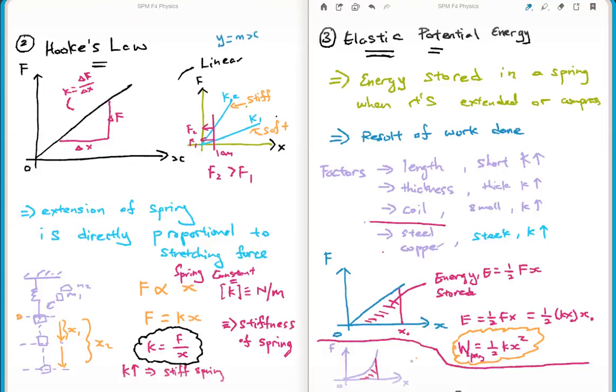But this would be F equals to maybe AX squared. This is non-Hooke's, doesn't obey Hooke's law. So in order to find out the work done, it's equivalent to the integral of F dx from 0 to x. Maybe this is my x value. You just integrate them, and then eventually you put this equation to it, integrate them, you get the value in Joule. Energy in Joule is in my previous video.